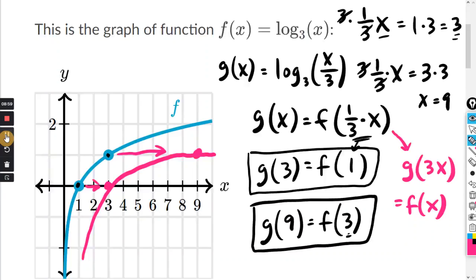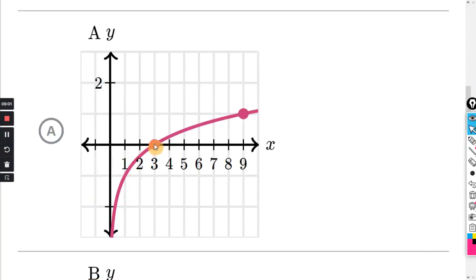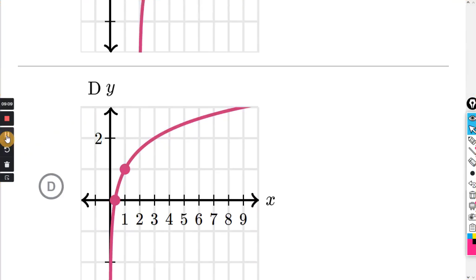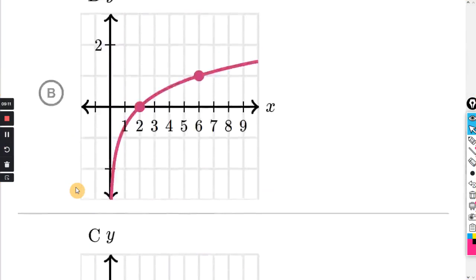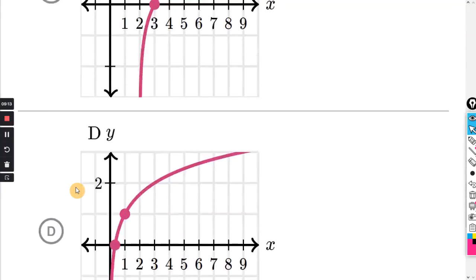Let's check it out. All right, right here, it passes through 3 on the x-axis and passes through x equals 9 at y equals 1. That's it. You can double check the other answers if you want, but I can clearly see it's answer A.